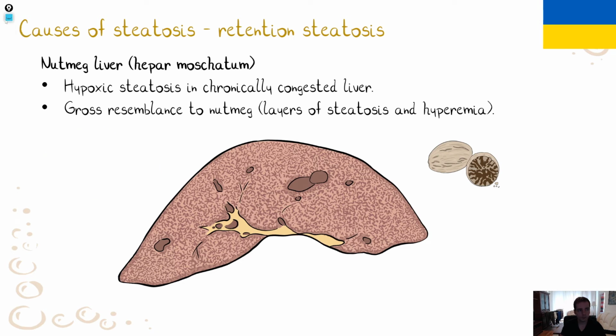And as a consequence, grossly, those livers have a typical marbling, because there is a layering. There are layers that are more pale, which are steatotic, and layers that are less pale, which are less steatotic. And this typical gross appearance with the marbling of the liver resembles nutmeg on the cut surface to, again, old pathologists, old surgeons. So that's why those livers are called nutmeg liver, or hepar moscatum in Latin.